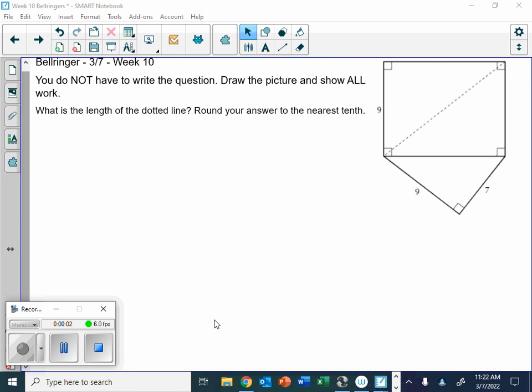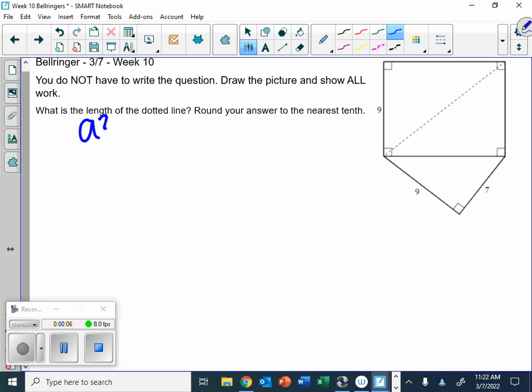Okay, what is the Pythagorean theorem, first of all? a squared plus b squared equals c squared. In order to use the Pythagorean theorem, you need a right triangle, and you need two sides of the triangle. You're asked to find the dotted line.